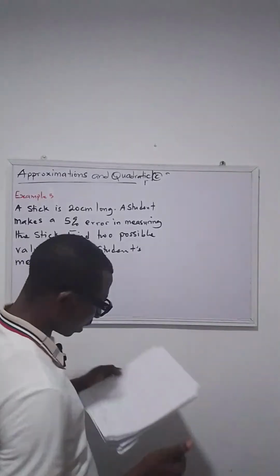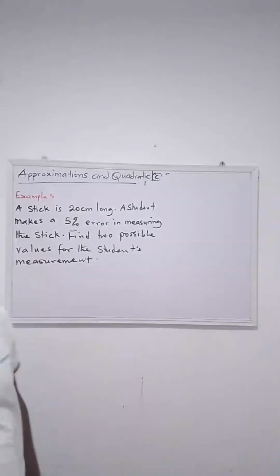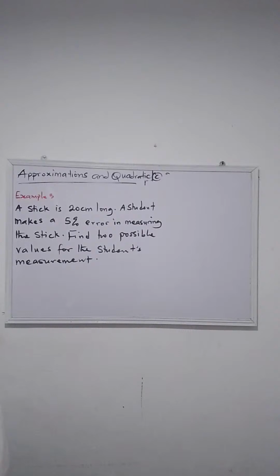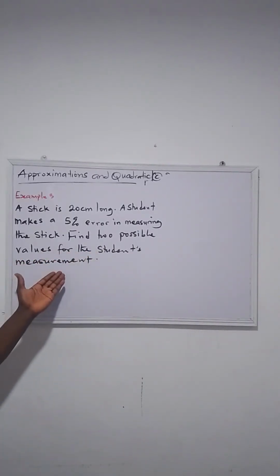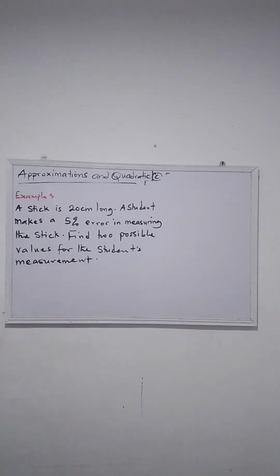Okay, so now let's look at this question. A stick is 20 centimeter long. A student makes a 5% error in measuring the stick. Now, find the two possible values for the student's measurements. So, how do we solve this problem?